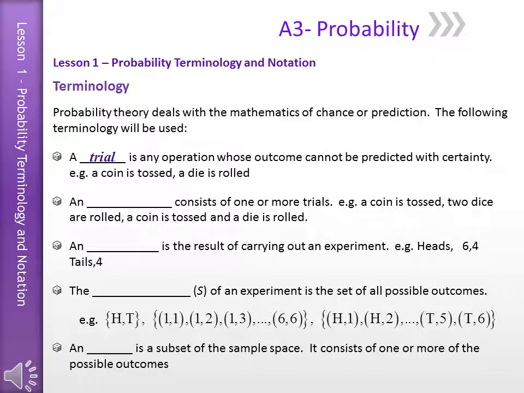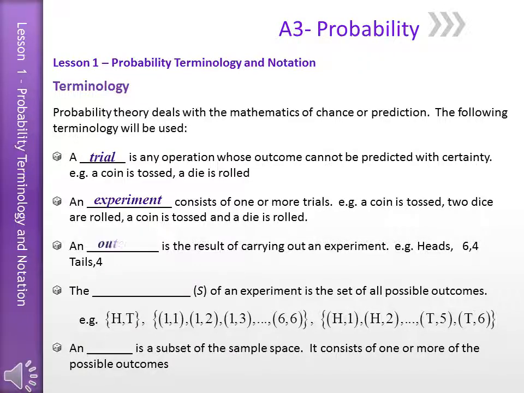For example, we can toss a coin or we can roll a die. An experiment consists of one or more trials. We could roll one coin. We could flip two coins. We could roll two dice. We could flip a coin and roll a dice.